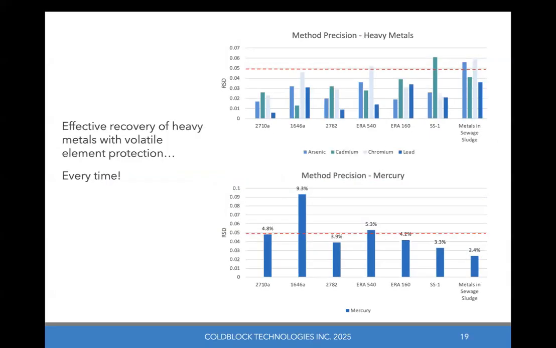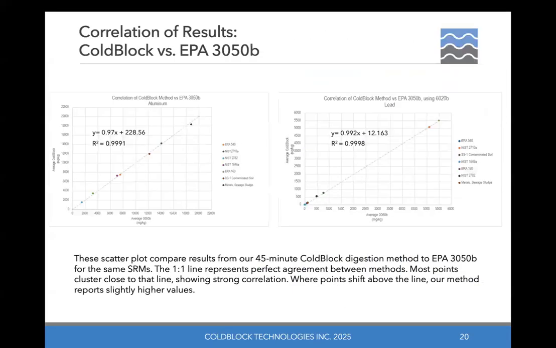Data on this slide highlights consistent and reliable recovery of heavy metals, including challenging analytes like mercury, which again is not addressed by EPA 3050B, but is routinely measured with a ColdBlock digestion method. Our protocol safeguards volatile element recovery and ensures that heavy metals are quantified accurately, supporting a comprehensive environmental assessment beyond the scope of a standard method.